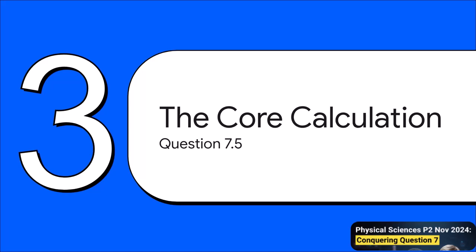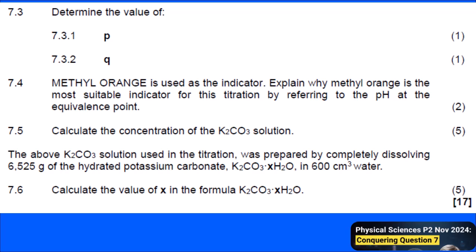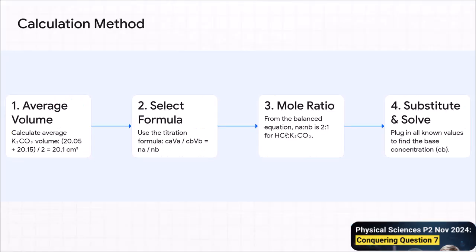All right, team, deep breath. This is it. The core calculation. Question 7.5 is where the big marks are, 5 of them, for figuring out the concentration of the potassium carbonate solution. Now, I know a 5-mark calculation can look scary, but don't panic. There is a method, a 4-step plan that works every single time. First, you calculate the average volume you used. Second, you grab your titration formula. Third, you get your mole ratio from the balanced equation, super important. And fourth, you just substitute everything in and solve. Follow these steps, show your work, and you'll be golden.